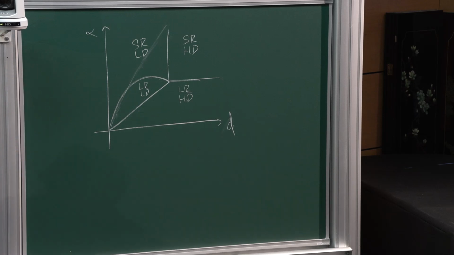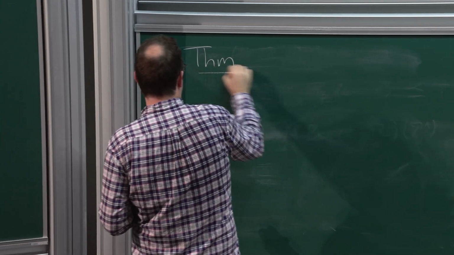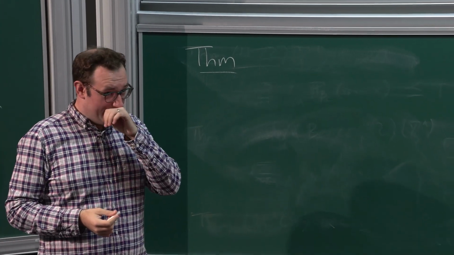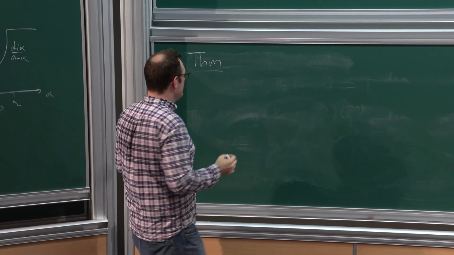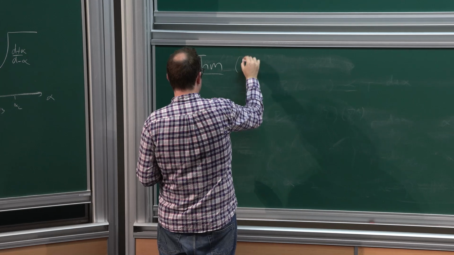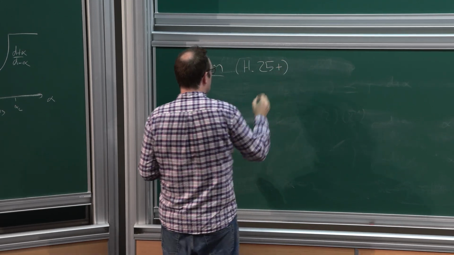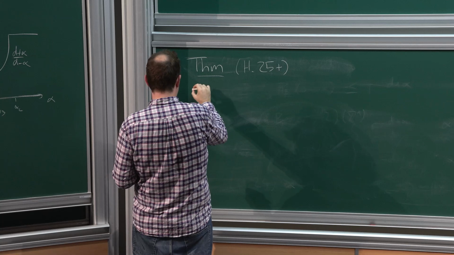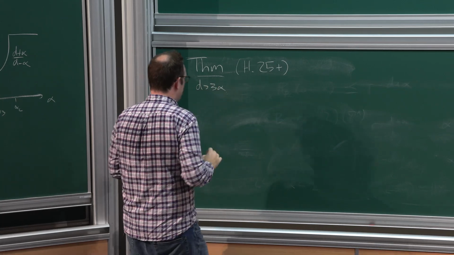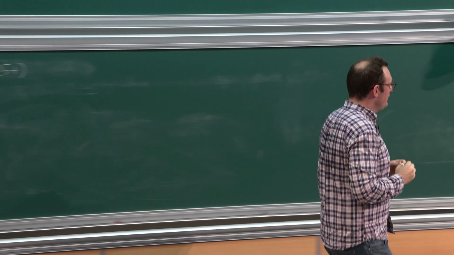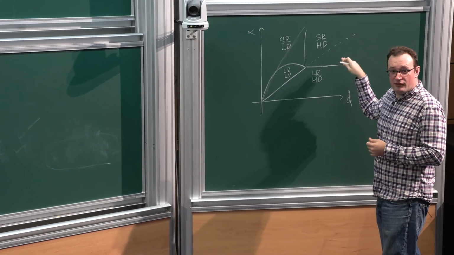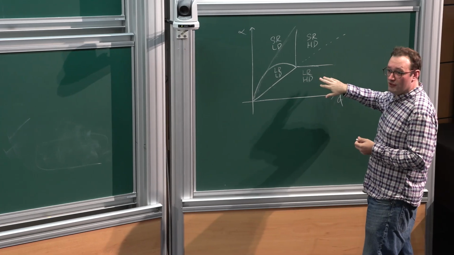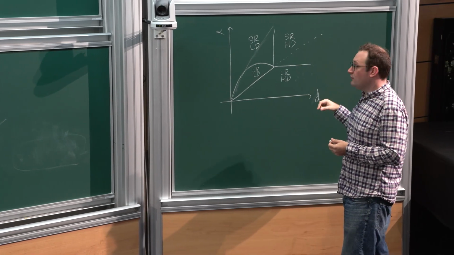Okay, so I'm going to start. I'm going to state not the full theorems for now, but we'll come back to saying more later. So I'll start with the theorem about the high-dimensional case. Let's suppose that D is bigger than 3 alpha. So this is going to correspond to everything under this line, which you can see applies to the whole long-range high-dimensional regime and part of the short-range high-dimensional regime.